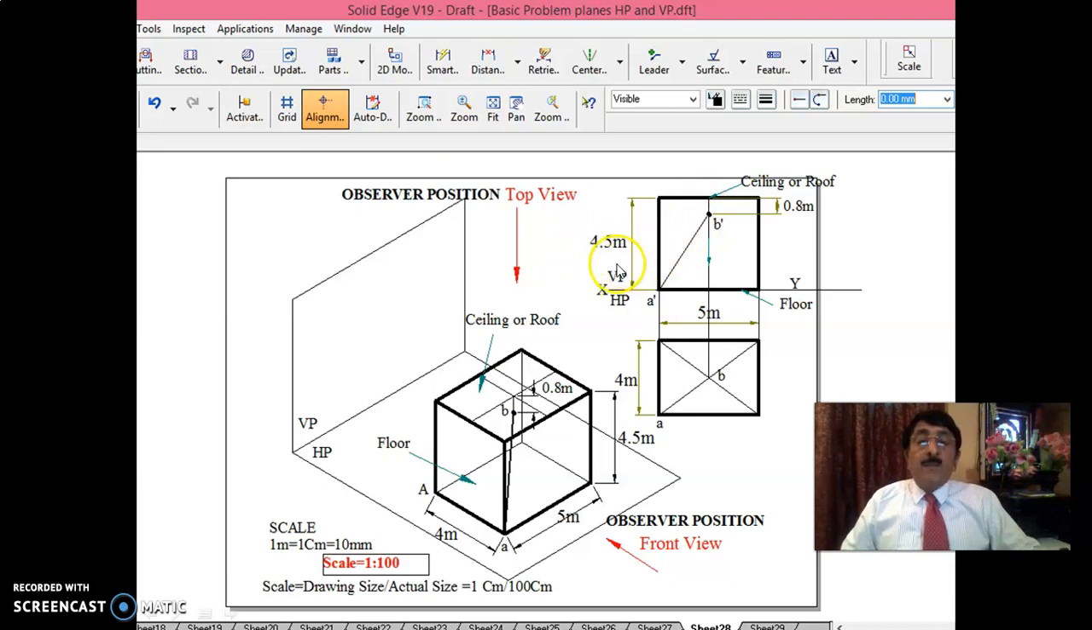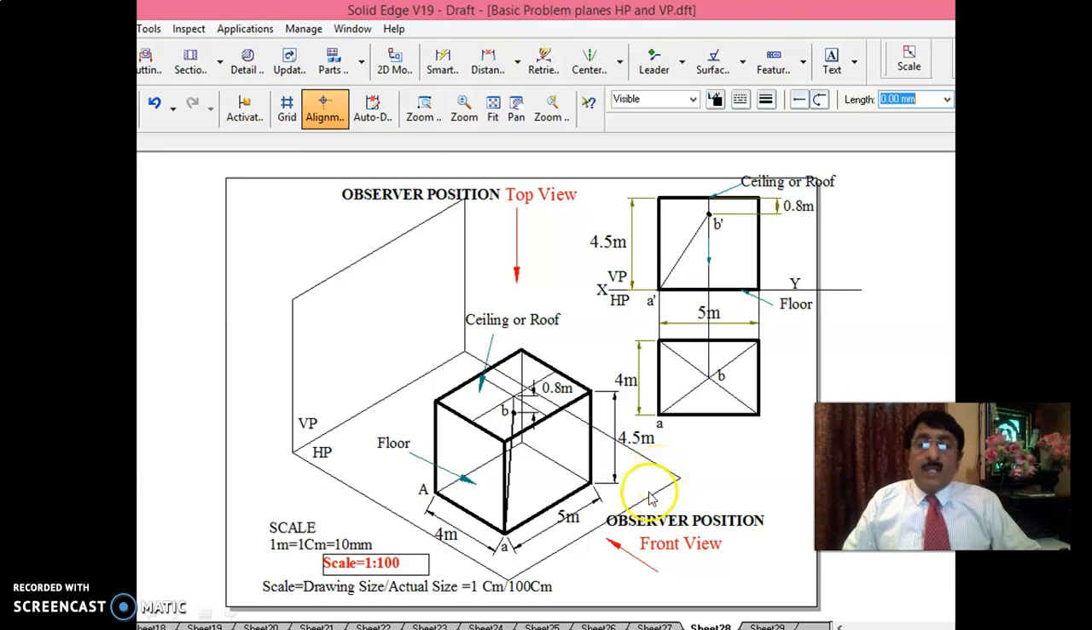See here, this is S dash B dash, and this is SB. This is the top view of the line connecting the switch and the fan motor, and this is the front view of the line connecting the switch and the fan motor. Since SB is parallel to the XY line, this S dash B dash itself will be the true length. You don't have to rotate also. Anyway, this option I have told you. Let us say another problem.